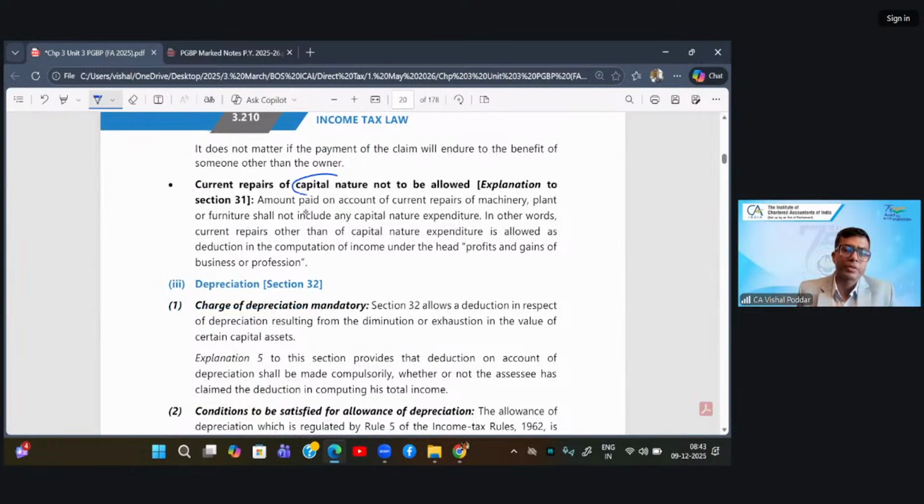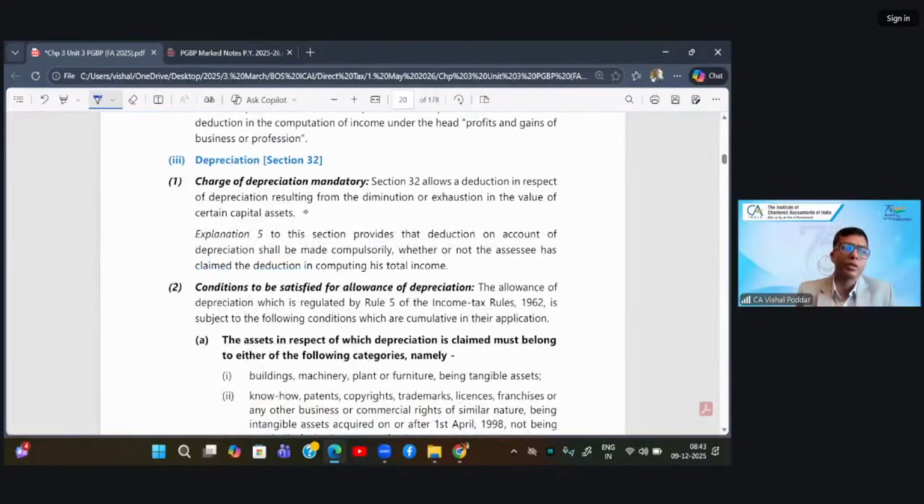So again, this point we have discussed, capital nature will not be allowed. Then comes a very important section. Now today I'll be first going through the theory part of this. The practical part we'll do separately in the next class. Now for depreciation, we have section 32 read with rule 5. Now today we are doing the theory part so that depreciation is done twice. So it will be more consolidated because it is a very important section.